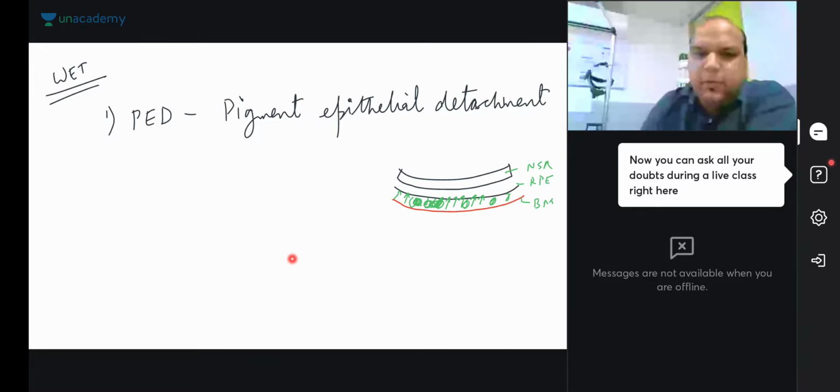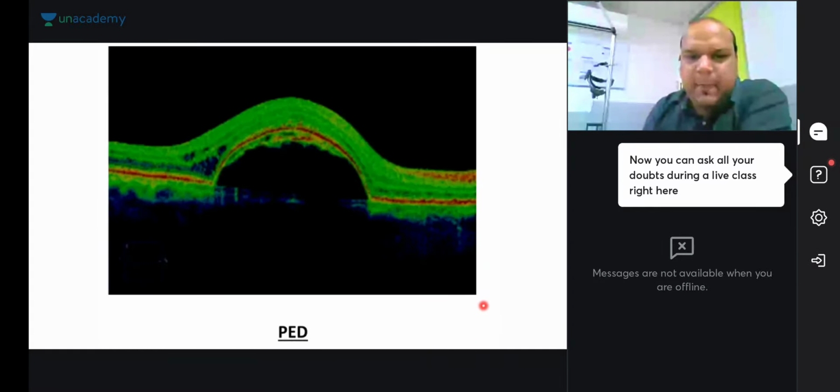Just to explain to you, I'll bring up a photograph. I hope you have revised your investigations of the retina, which I had told you in the first class, day before yesterday, guys. Okay, so let's see this image, everybody. What do we see in this image? This is an OCT image. In this OCT image, we see that in this part, the whole retina is normal.